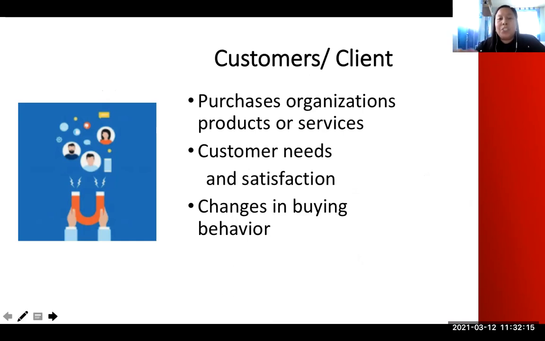They are the ones who purchase the goods, products, and services of the organization. So, tayo yun. There's this so-called customer needs and satisfaction. So, for example, I need a toothpaste. Di ba sabi nga nila, pag sinabing toothpaste, ano yan, Colgate, close-up naman yung binibili. Pero, joke yun. Anyway, customer needs and satisfaction. We need to brush our teeth, right? But, what brand of toothpaste can satisfy us?